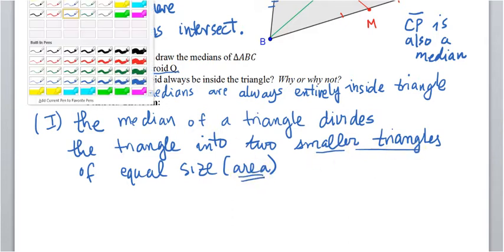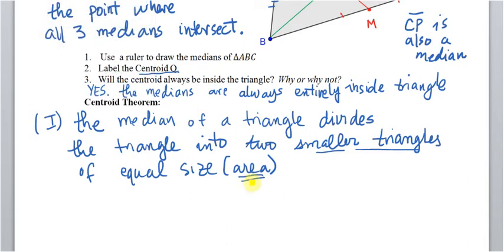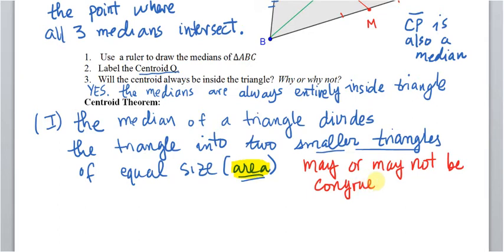What I want to emphasize here is we're not saying that they are somehow congruent. They may or may not be congruent, but they will be the same area. It would be silly to think that they actually are congruent all of the time. They are only congruent sometimes. So that's the first part of the Centroid Theorem, relating to the median.